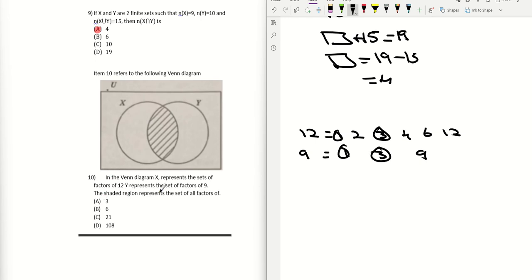So the shaded region represents a set of factors of 3. So the answer for number 10 is 3. That's how you would do this question right here. Alright.